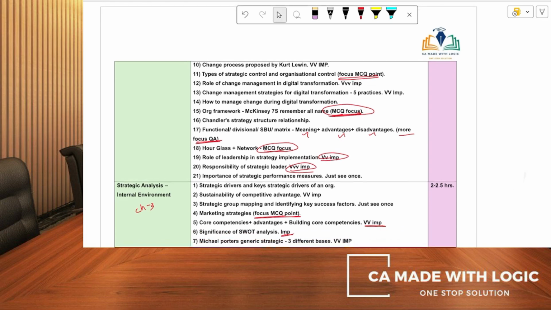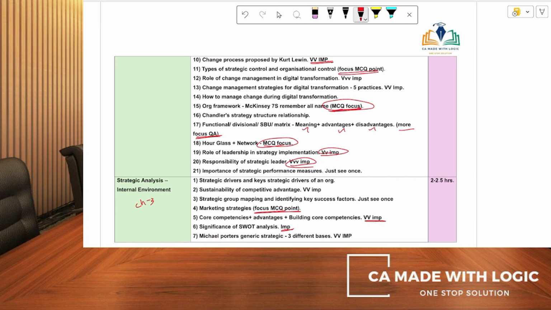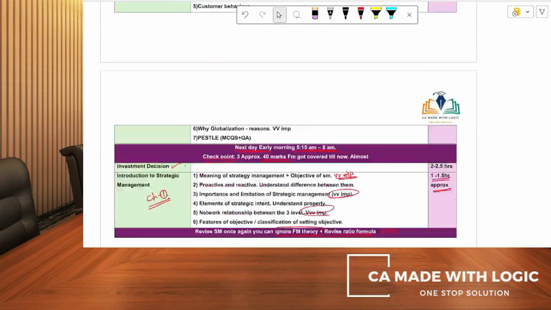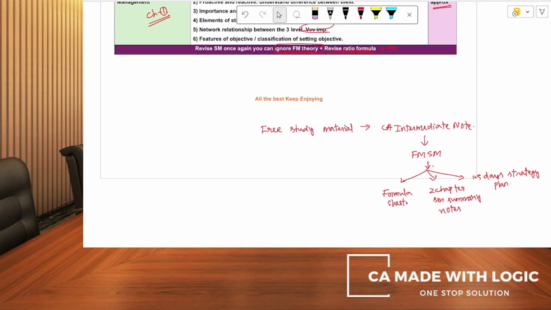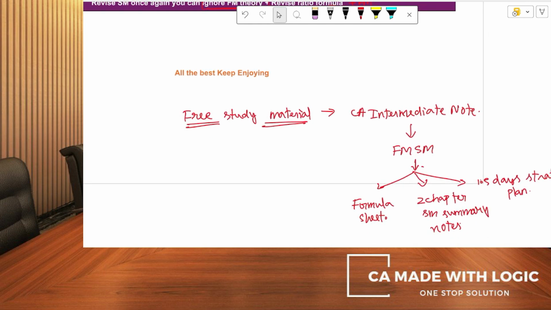I have written it over clearly. Okay, so this PDF, you can get it from our app called CA Made with Logic. Where you can find this PDF is you can download our app. After downloading, you are going to find a free study material section, under which there will be a folder called CA Inter Notes, under which you can get into FM SM notes.